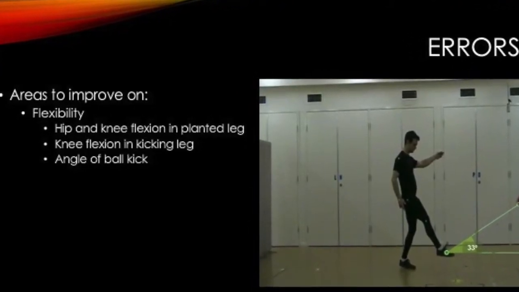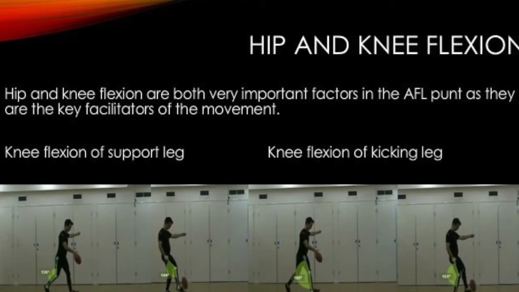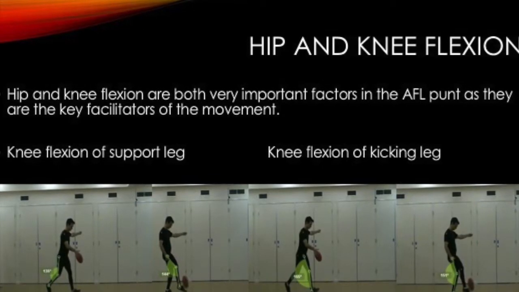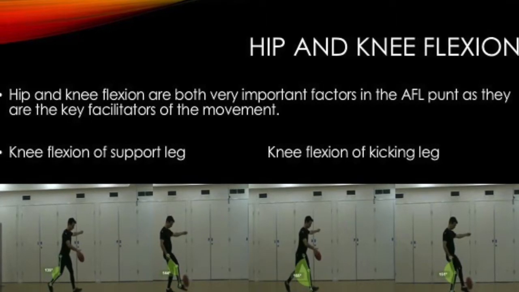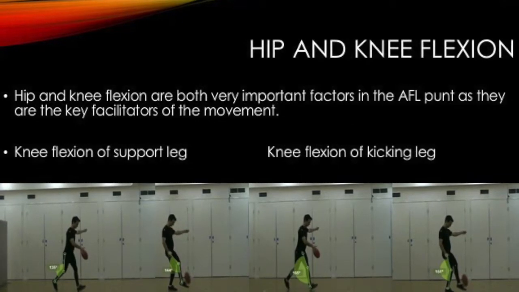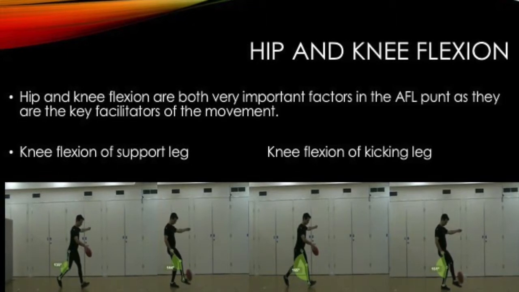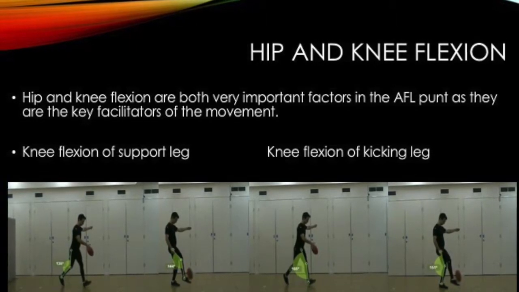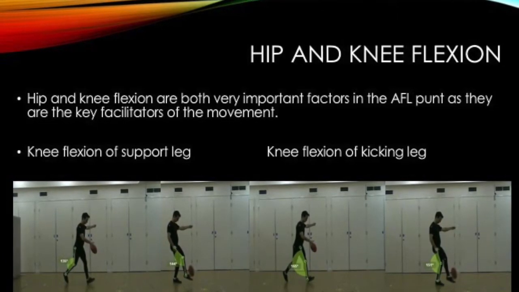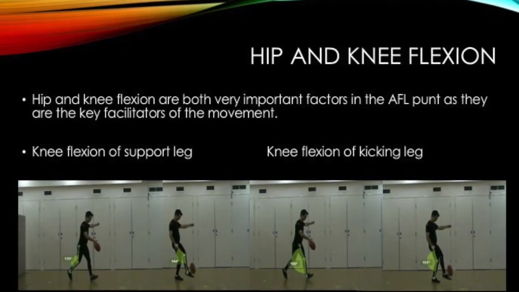Their hip and knee flexion in their planted leg should be greater, and the knee flexion in their kicking leg should also be greater. This flexion is a key aspect in the AFL punt technique as it decreases the risk of tears in the corresponding muscles. The athlete has very little flexion in these areas and is therefore putting himself at a higher risk of muscle tearing. Flexion of the hips and knees also improves accuracy and stability and promotes the swinging of the kicking leg. Without this flexion, the athlete is impairing his accuracy, stability, and also greatly limits his leg swinging ability.